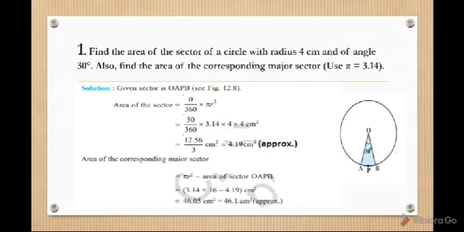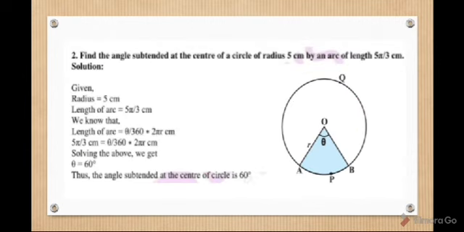If you shade this whole area of the circle and then subtract this blue portion from it, you will get the area of major sector. So it will be pi r square minus area of sector OAPB, which you have evaluated in this part, that is, the area of the corresponding major sector will be 46.1 centimeter square.